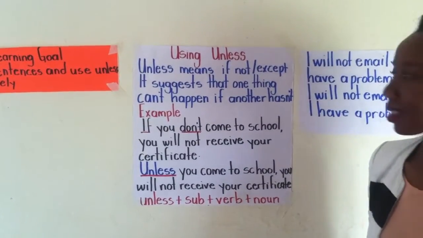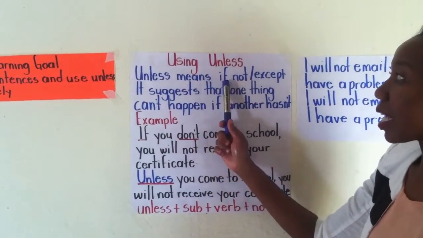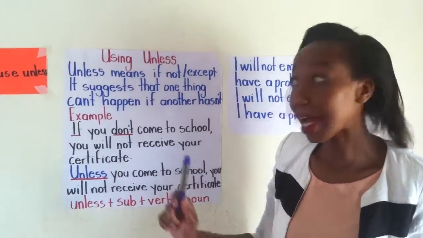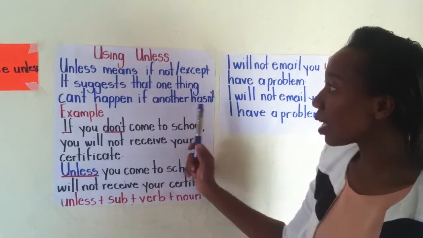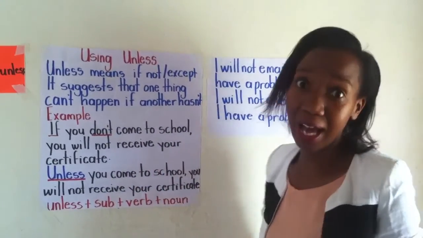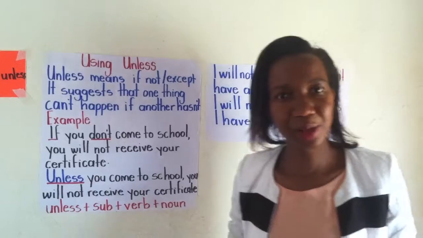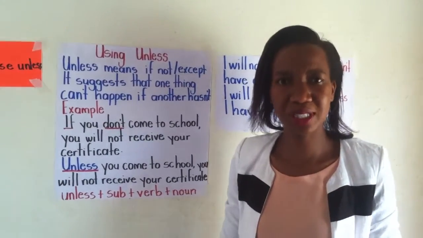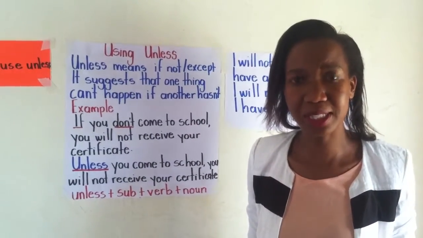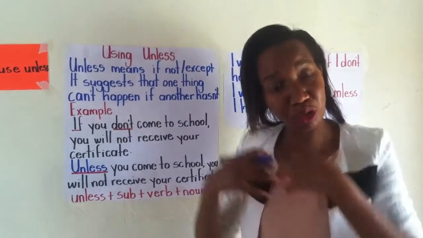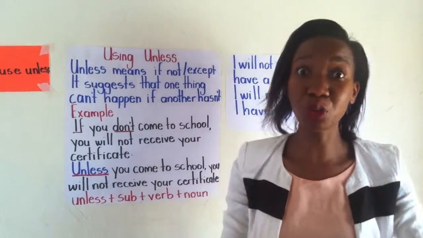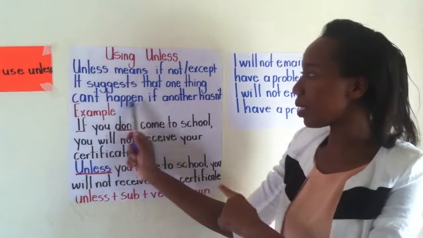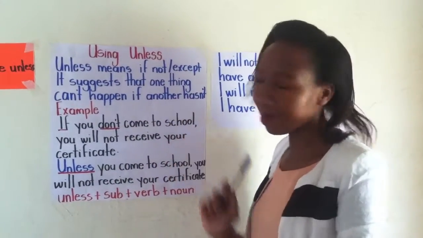When do we use unless? Unless means if not or except. Unless suggests that one thing can't happen if another hasn't happened. Earlier on I had a dirty glass and I said, unless I wash this glass, I will not drink from it. So in order for me to drink from that glass, I have to wash it. One thing can't happen if another hasn't happened.